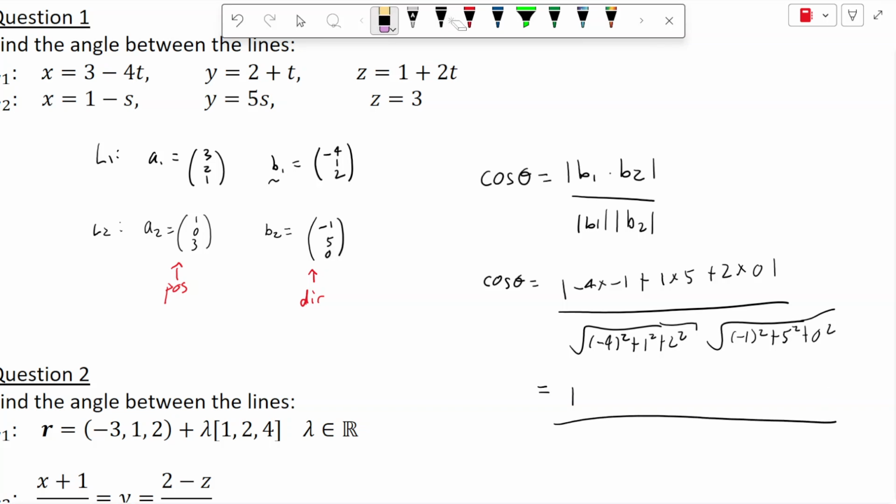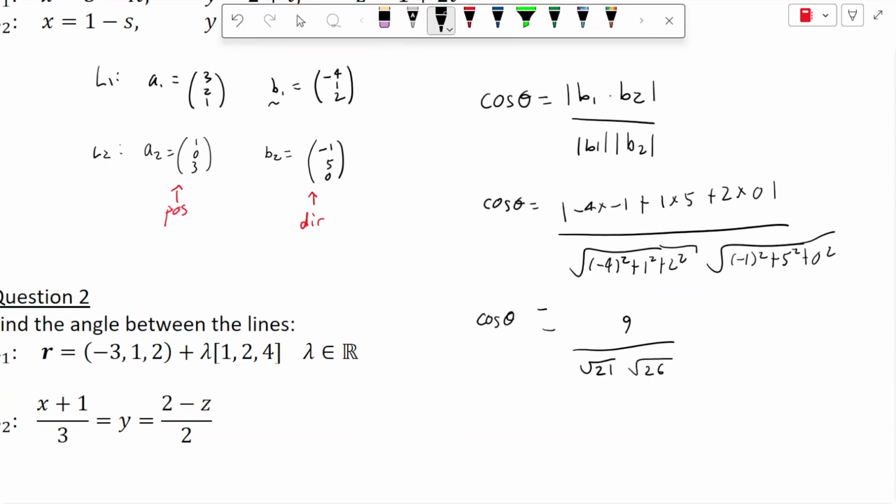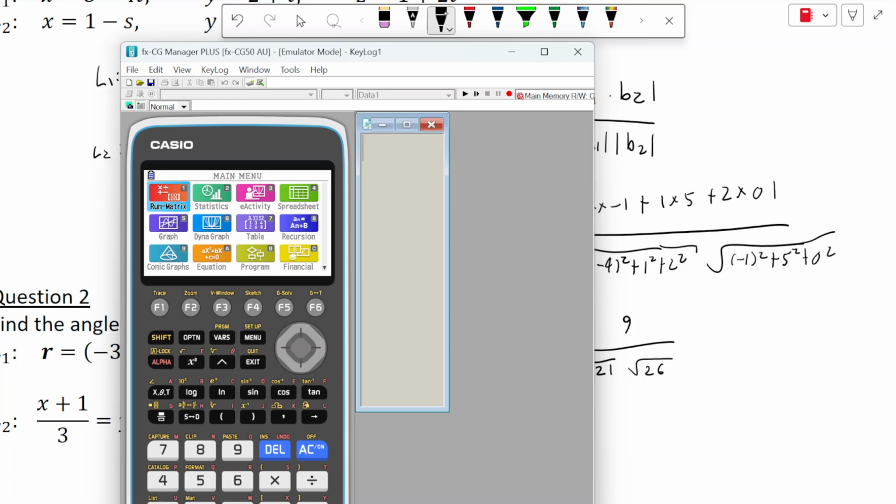The dot product itself there is going to be 4 plus 5, so that's 9. The square root here is going to be root 21. And then the square root over here is going to be root of 26. So that is cos of theta. Technically, there's a mod around the 9, but since that came out as positive, we can just leave it like that. And then we work out what the angle is.